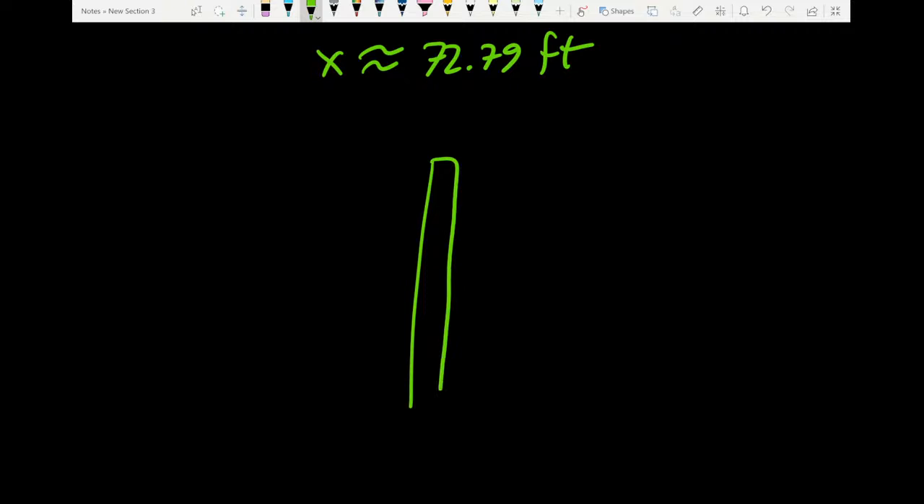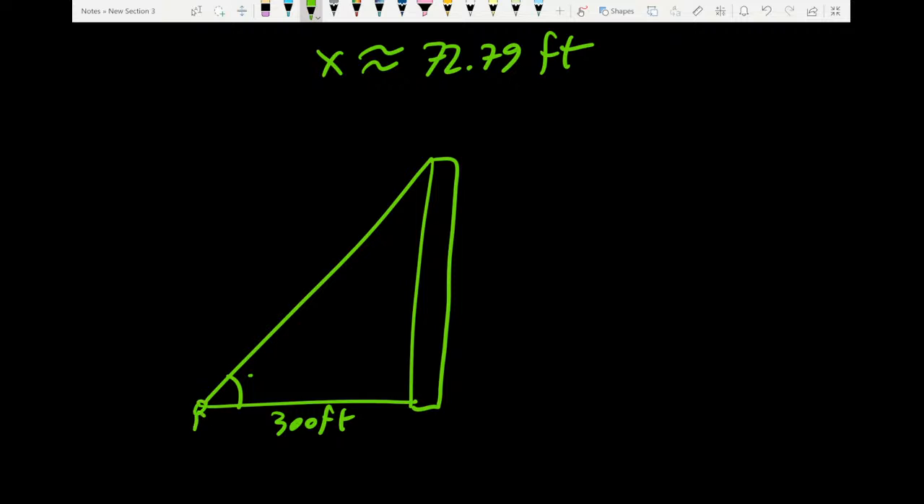You're going to figure out the height of this building. You are standing about 300 feet from the building, and let's say you are 6 feet tall. The angle of elevation you get is about 75 degrees. What's the measurement of this height?